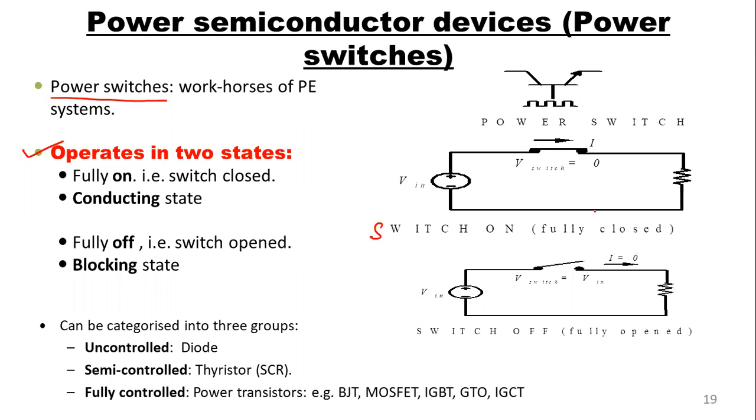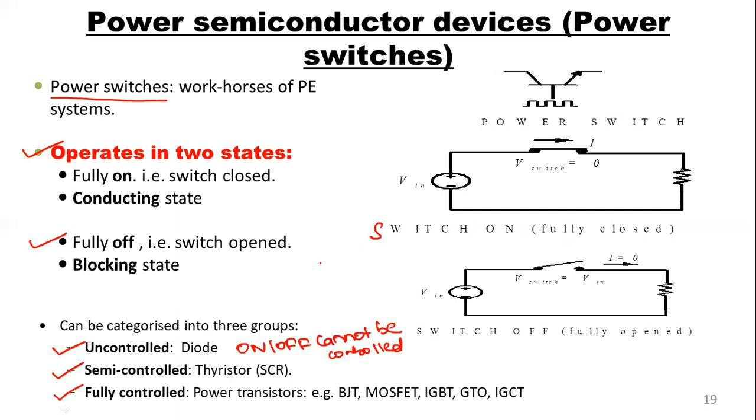Based on this, we categorize the switches in power electronics into three types: uncontrolled switches, semi-controlled switches, and fully controlled switches. A diode is the best example of an uncontrolled switch, because when the switch will be on or off, we cannot control. On or off cannot be controlled. That is the case of a diode.